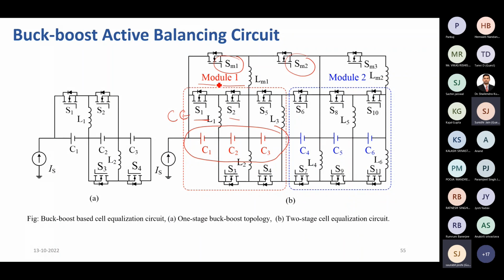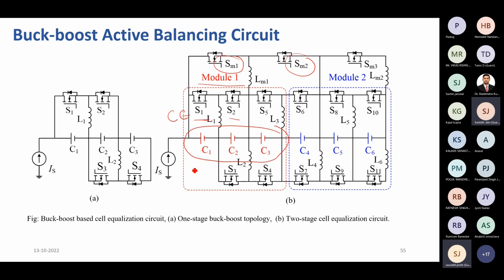We will be transferring charge, initially balancing the two modules first. Similarly, if I go for a complete pack, first the pack will be balanced, then comes the module, and then we balance the cells inside. That is the hierarchy that is usually followed. So here we have a two-stage cell equalization method, and in this method we can see how we transfer the charge to the nearest cell.